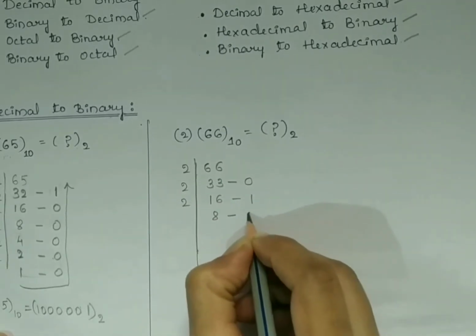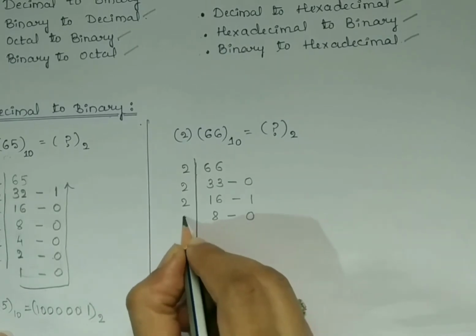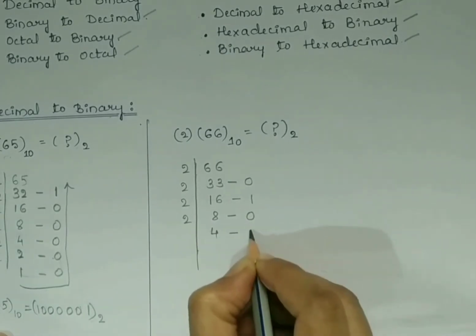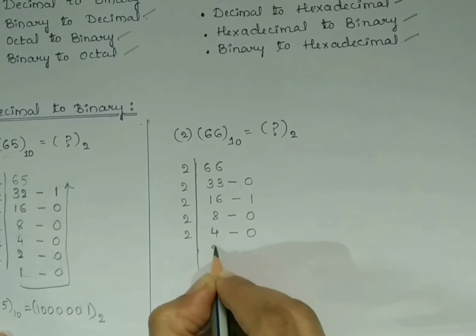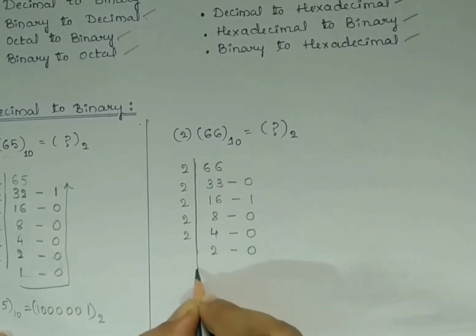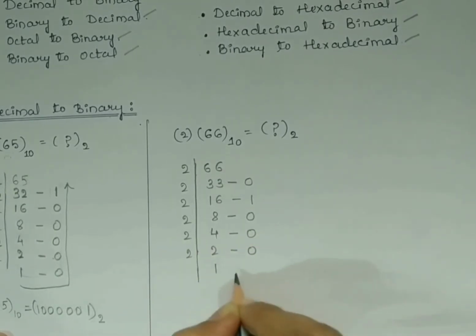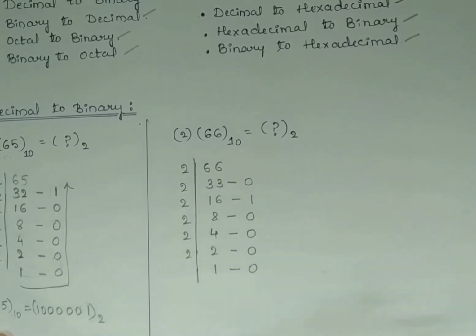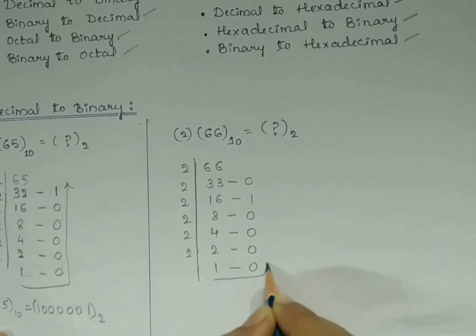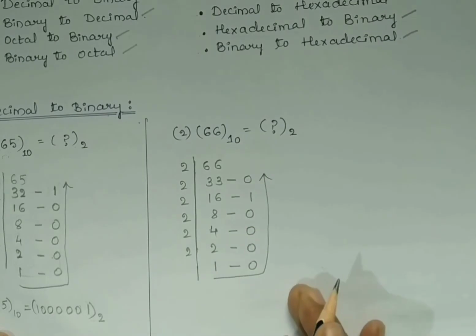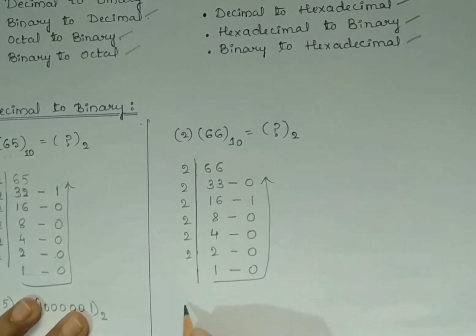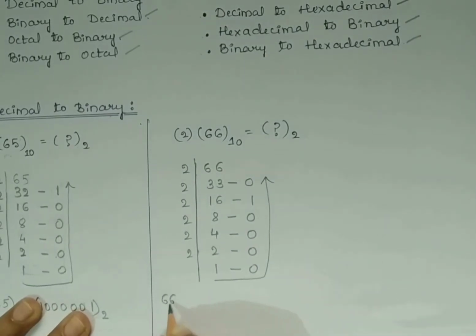2 8s are 16. 16 minus 16 is 0. 2 4s are 8. 8 minus 8 is 0. 2 2s are 4. 4 minus 4 is 0. 2 1s are 2. 2 minus 2 is 0. So write down these values in upward direction. So the binary equivalent number of 66 is 1 0 0 0 0 1 0 to the base 2.